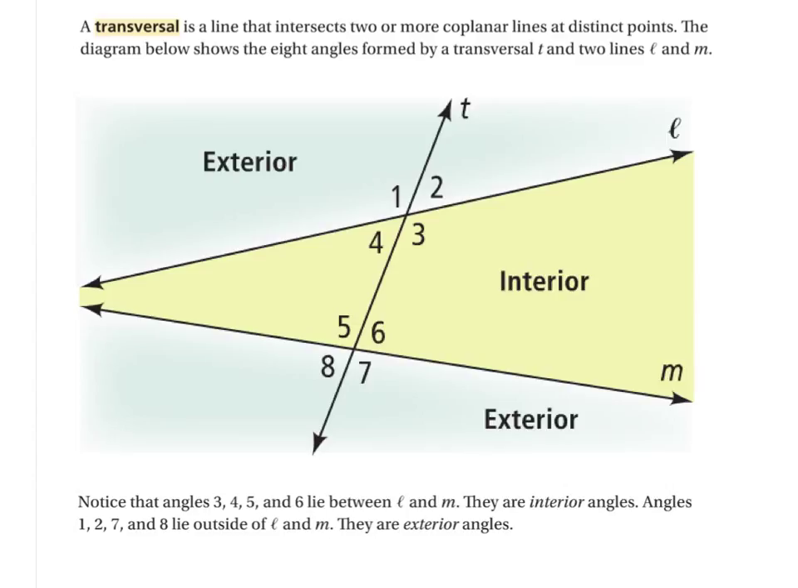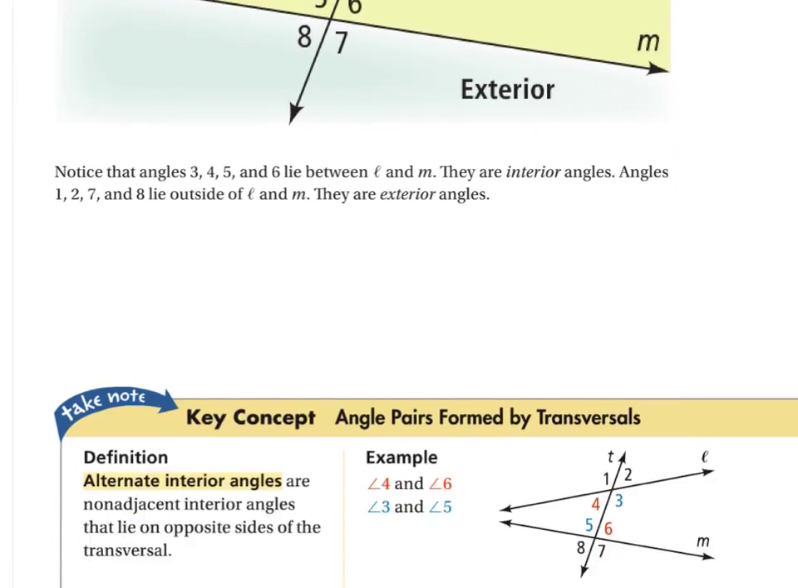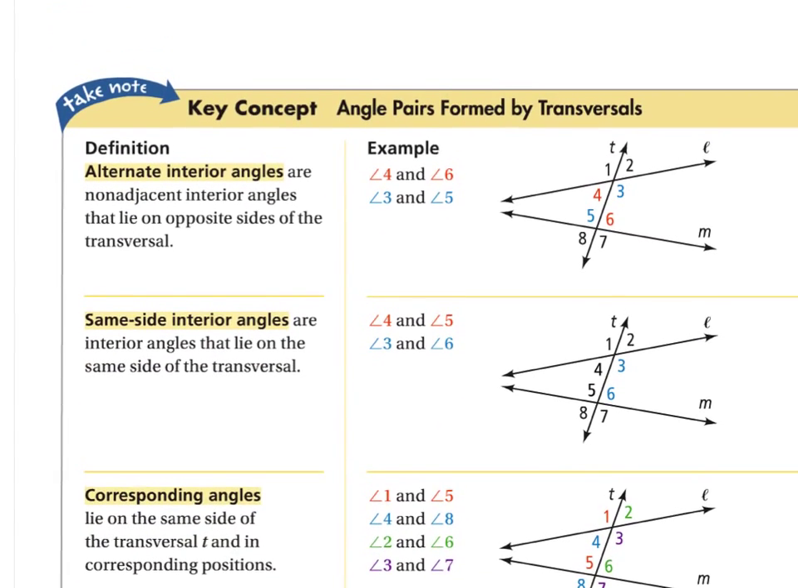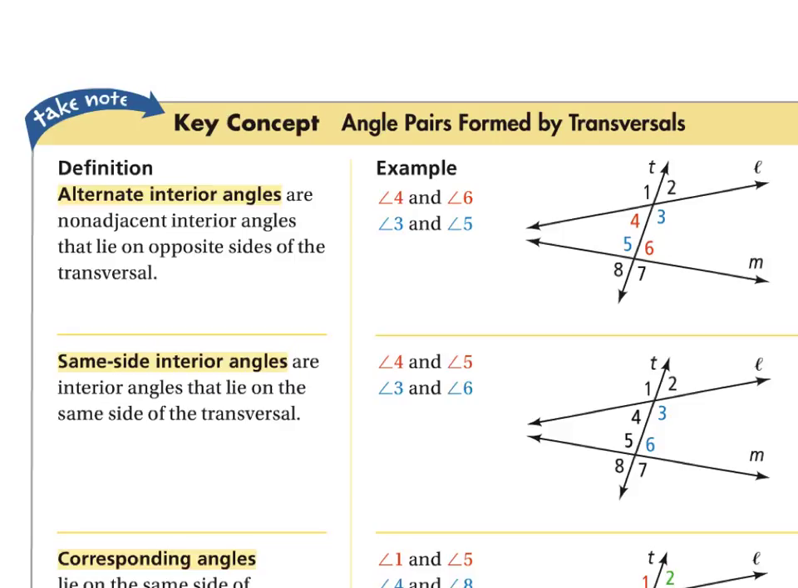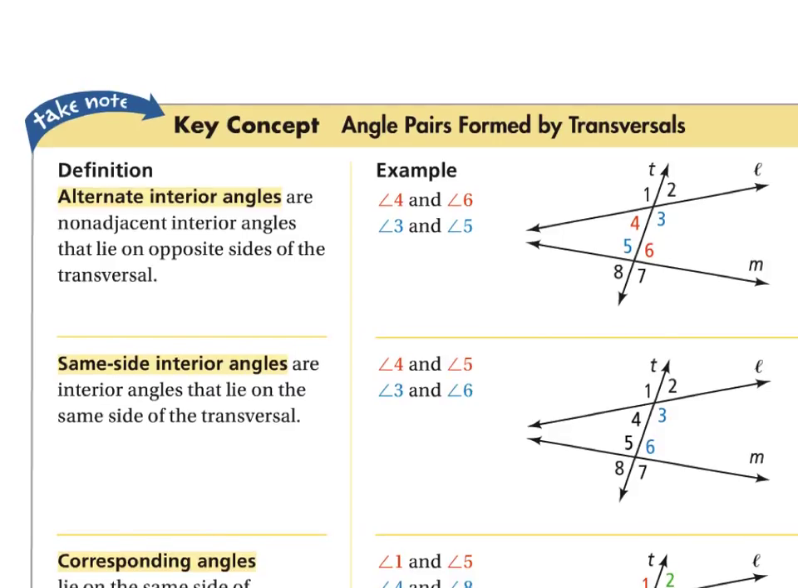All right. So let's take a look at our angle pairs that we want to talk about. We have our diagram brought down here for us. Our first definition is an alternate interior angle pair. Alternate interior angles. They call it alternate because they're on alternate sides of the transversal.